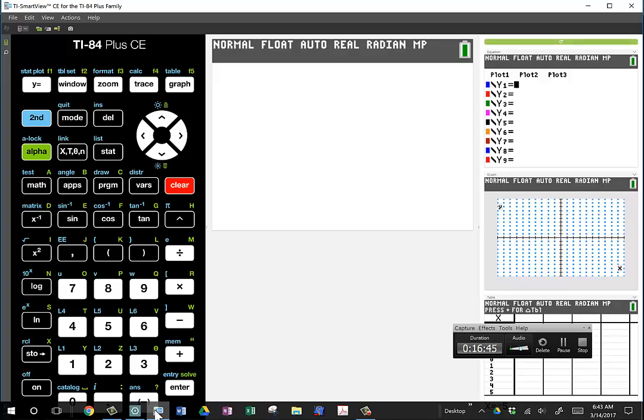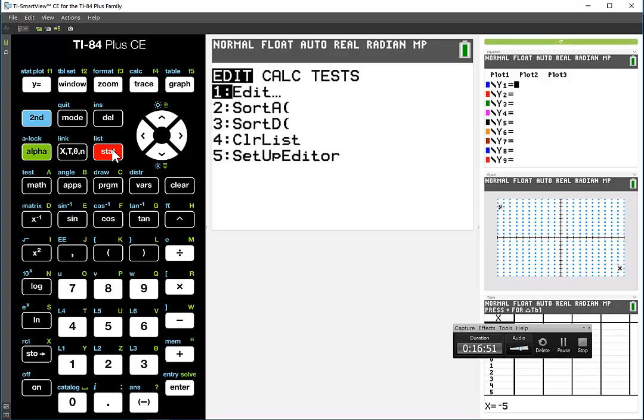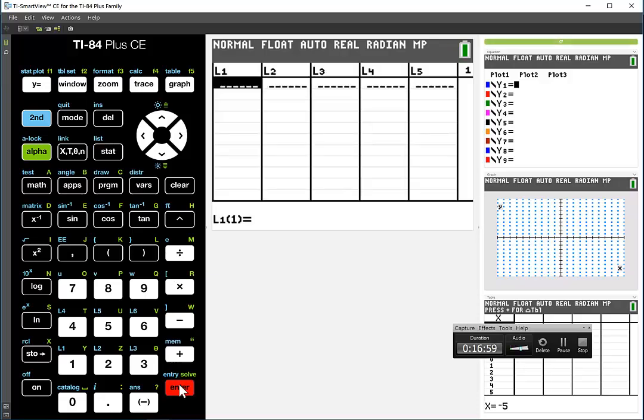The first thing we're going to do is click on the button Stat. That's right here. Now we're going to go over to Edit, and we're already in the Edit mode. So we're going to go to Edit and hit Enter. This is going to bring up a table. Our table is L1, L2, etc. going across. And we're going to say L1 equals X and L2 equals Y.